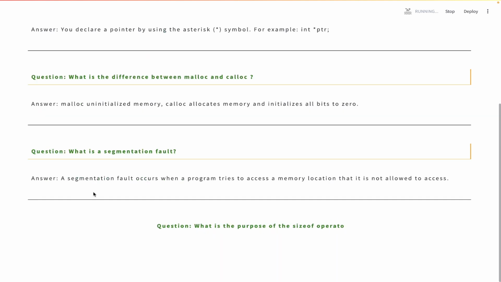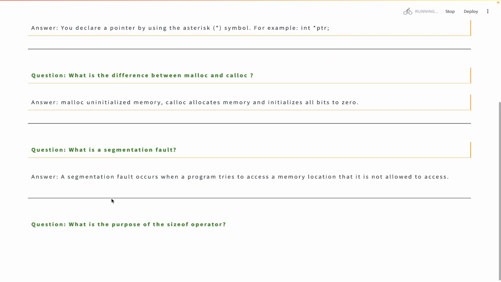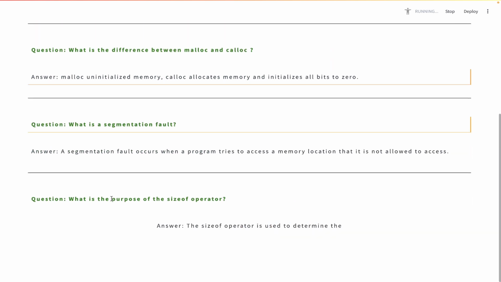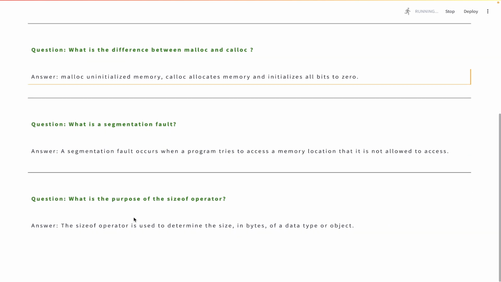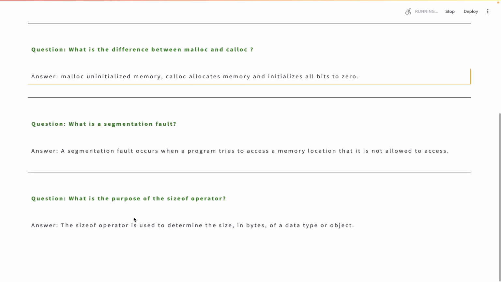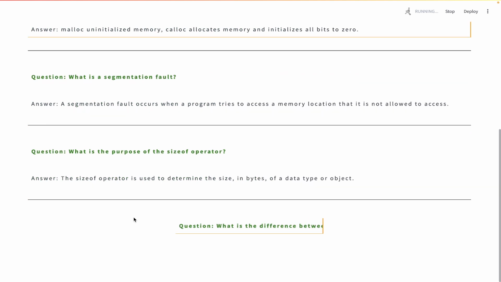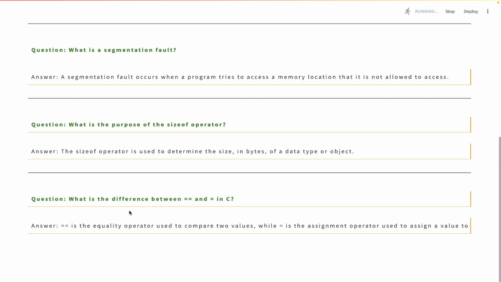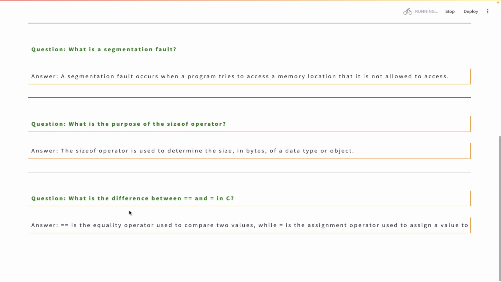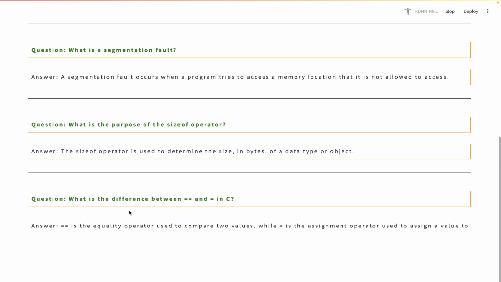What is the purpose of the sizeof operator? The sizeof operator is used to determine the size, in bytes, of a data type or object. What is the difference between == and = in C? == is the equality operator used to compare two values, while = is the assignment operator used to assign a value to a variable.